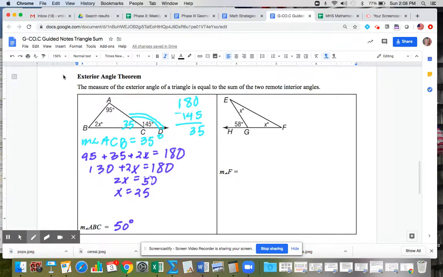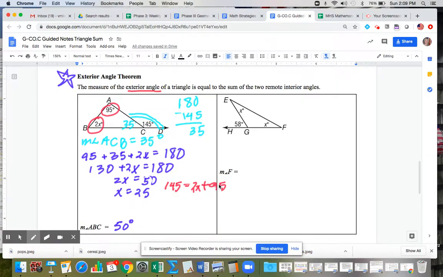All right, now let's go back and see, could I have just directly applied this exterior angle theorem? It says the measure, and I'm going to apply this in red here, it says the measure of an exterior angle. Okay, so my 145 is equal to the sum, so I'm adding two things together, of two remote interior angles. So I'm going to add 2x and 95. Notice I'm calling these the remote interior angles because they're not the ones that are next to this.